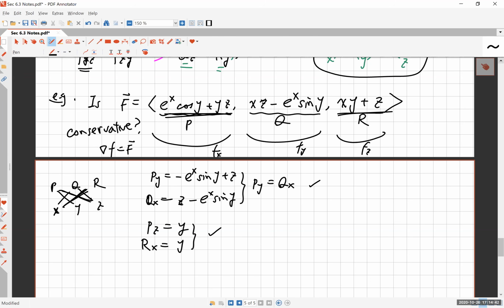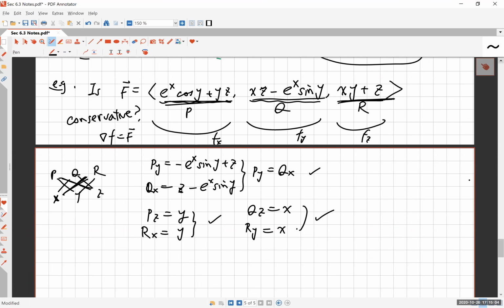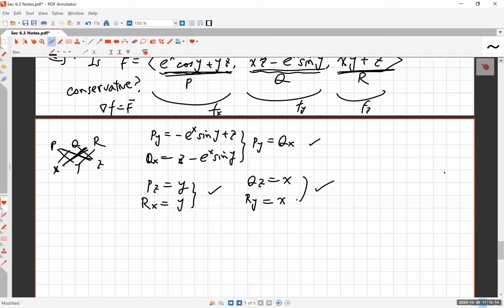The last one is Qz and Ry. So Qz, let's differentiate this with respect to z, and you get x. Differentiate R with respect to y, and you get x. All right, so that looks like good news, bad news, right? The good news is it is conservative. Bad news, because it's conservative, now you actually have to find the lowercase f. Because if it's not conservative, you don't even have to find this lowercase f. But now let's find that.